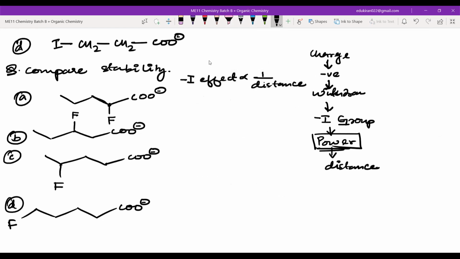And that is why, if I talk about distance, we will say that A is the nearest, followed by B, followed by C, and then followed by D. And that is why the stability will be inversely proportional, and hence I can say that A is the most stable, followed by B, followed by C, and followed by D. Write this down. Let me know if you're done. Done, guys? Yes or no? Answer.